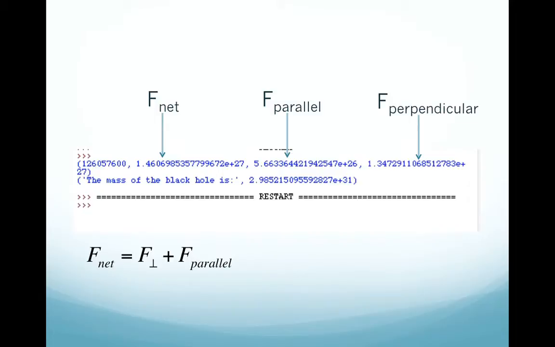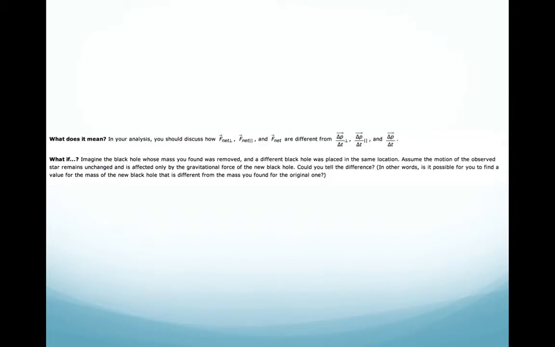So then, how would you be able to differentiate between F net and dp dt? Well, dp dt and its components set the motion of the star and are qualitative, while F net and its components affect the motion of the star and are quantitative.